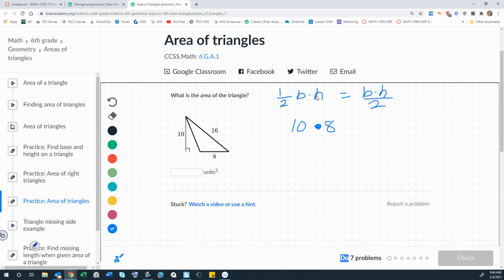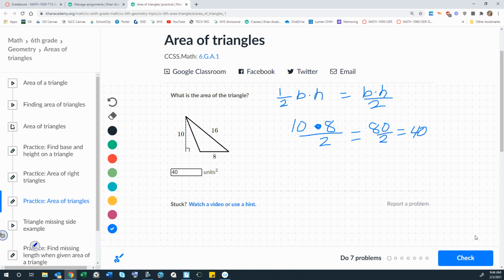I guess I'm multiplying them together out of order, but that doesn't even matter. So I'm multiplying the base and the height together. Doesn't matter what order you multiply them in. And then we're going to divide that answer by 2, because that's the 1/2 part of our formula. So 80 divided by 2 is 40. So we're not using that 16 at all, because the 16 is not the height or the base. So let me type in 40, see if I got it.